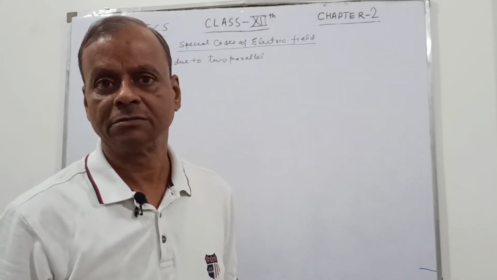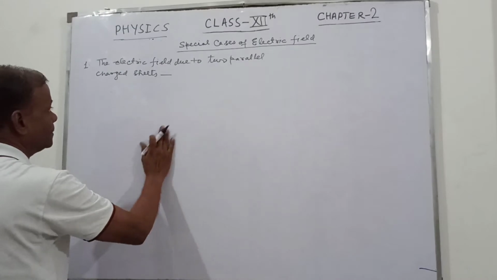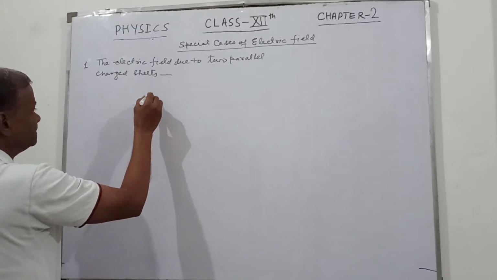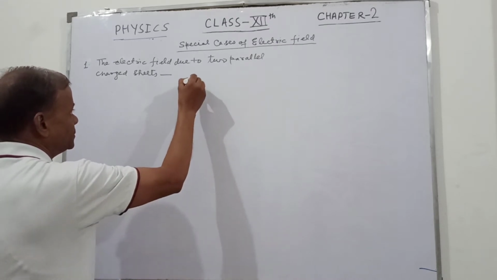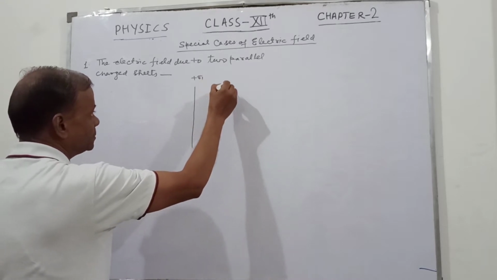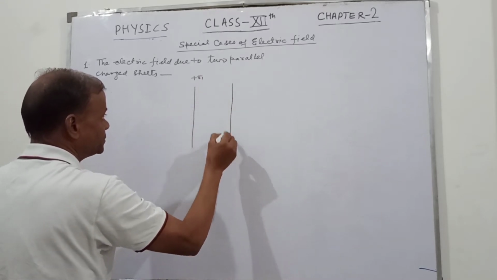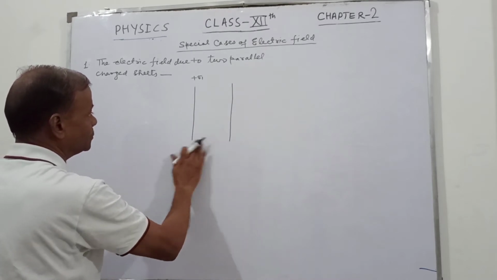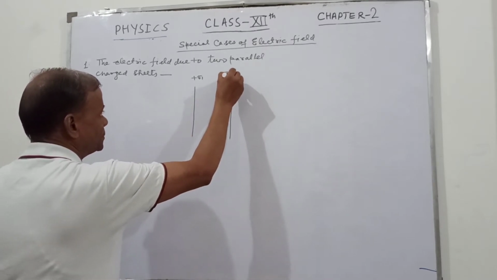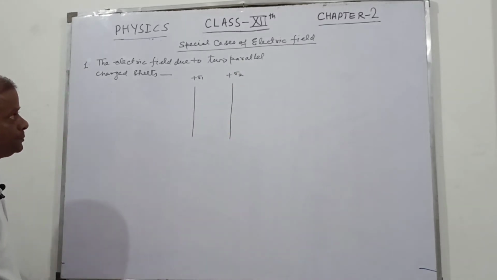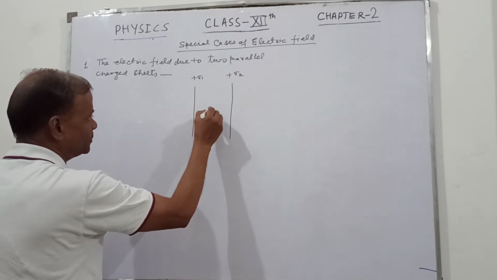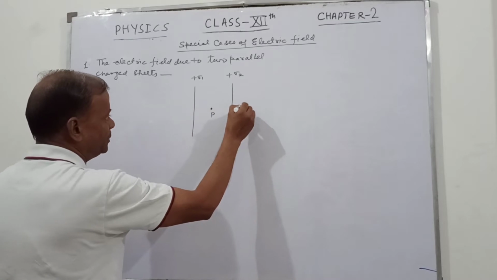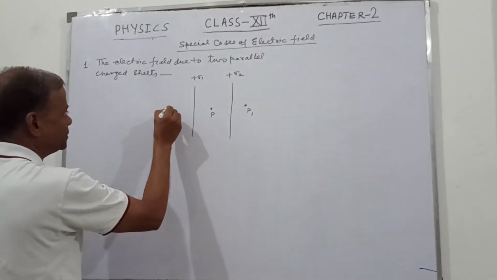Whether the charge is different or the same, here we are having, let these be the two sheets. This is plus sigma 1 and this sheet is plus sigma 2. You have to find the electric field at this point. This is suppose the point P. Here we take the point P1, this we take the point P2.